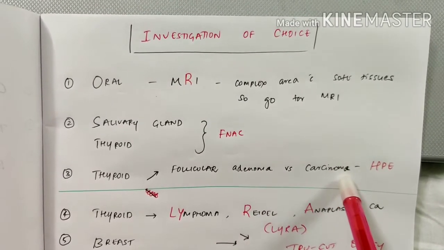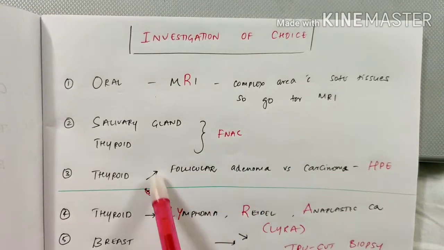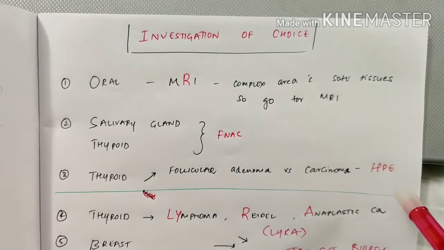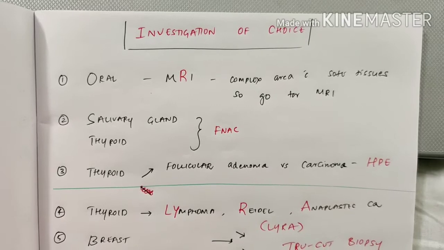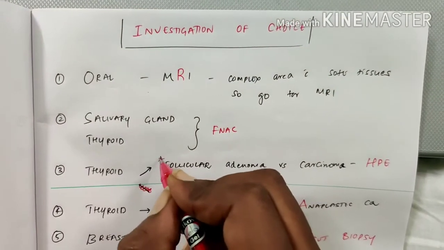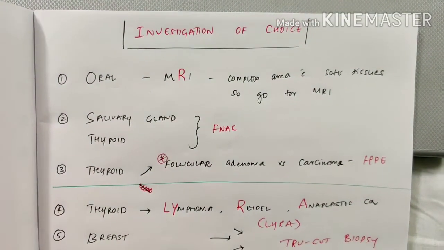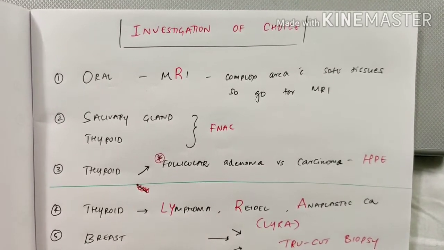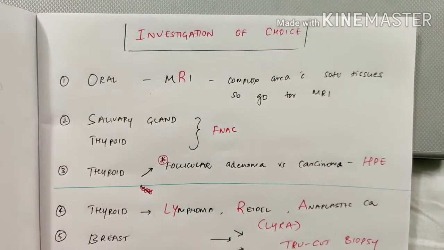versus follicular carcinoma, you can't differentiate them in FNAC. So go for histopathology. It's the most important bit, asked many times. Follicular adenoma and carcinoma, you differentiate by histopathology, not by FNAC.